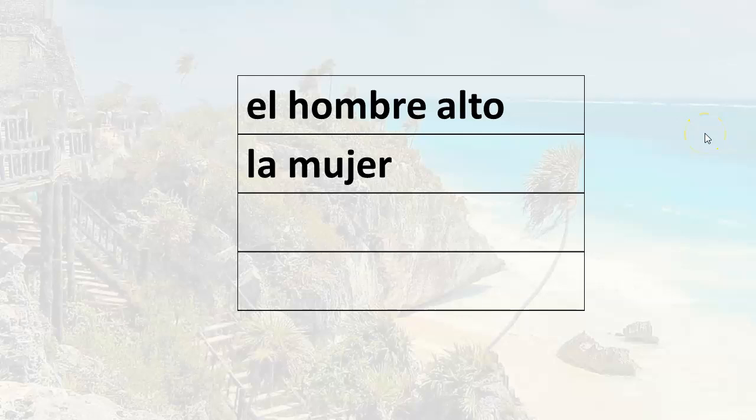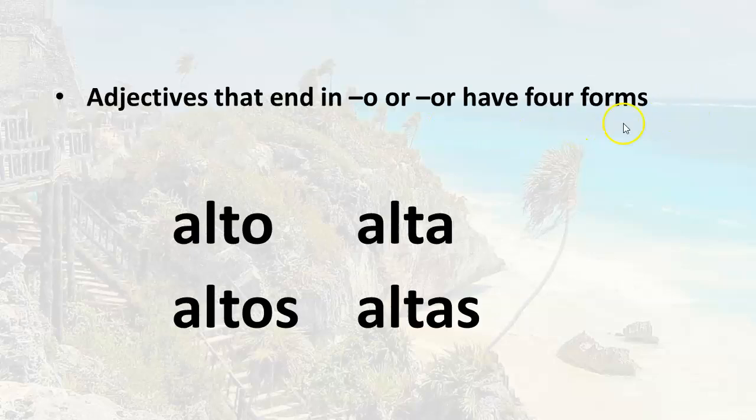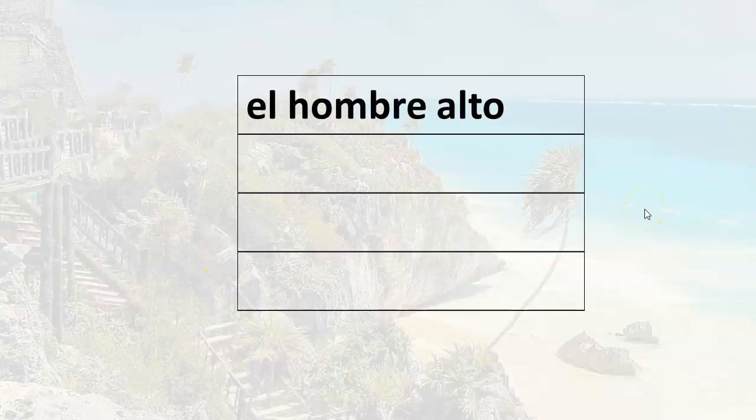La mujer is the woman. If I want to say the tall woman, then I can't use the alto form because that's the masculine singular. I will have to use alta, the feminine singular form. So we have el hombre alto, la mujer alta. And this is what is meant by the adjective has to agree in gender with the noun.